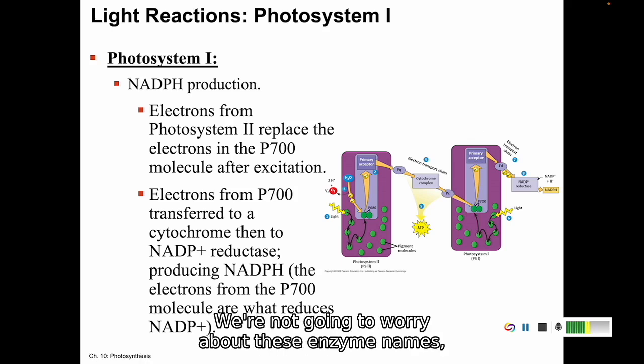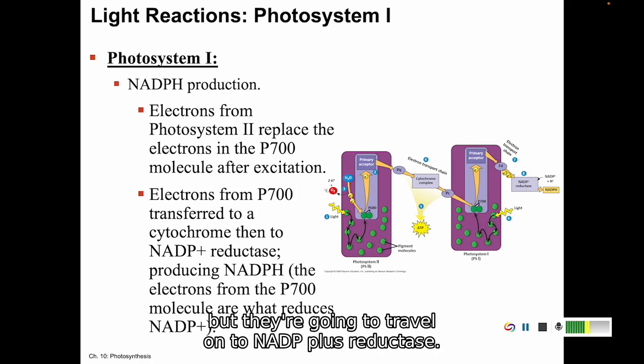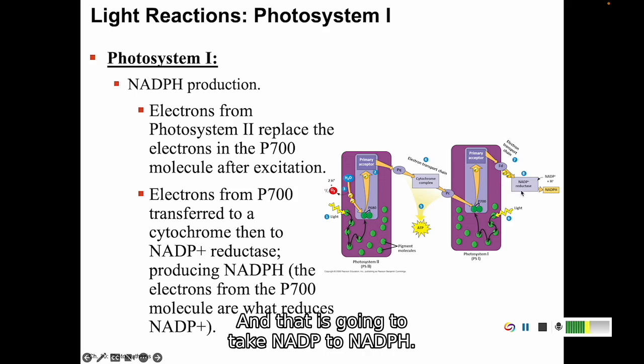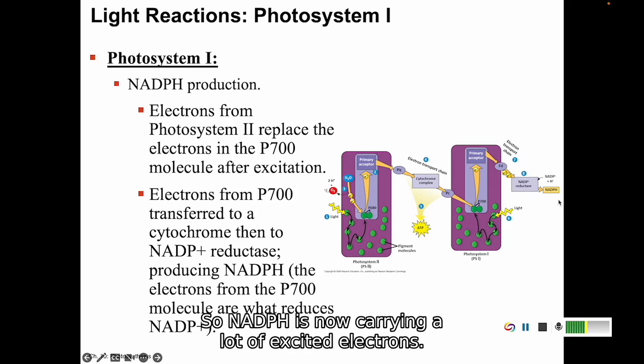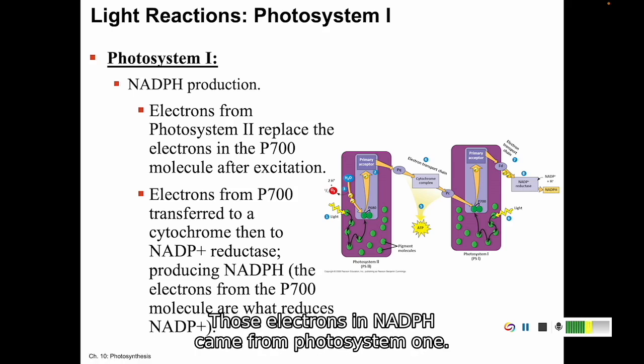We're not going to worry about these enzyme names, but they're going to travel on to NADP plus reductase, and that is going to take NADP and turn it into NADPH. So NADPH is now carrying a lot of excited electrons. Those electrons in NADPH came from photosystem 1.